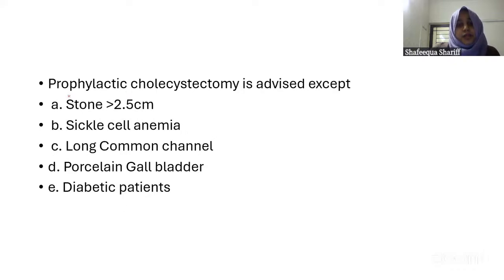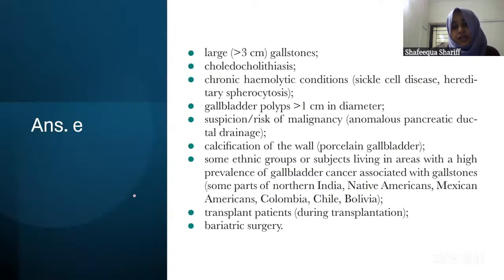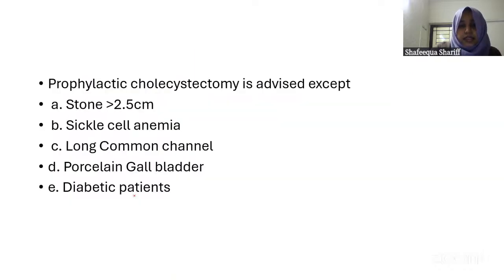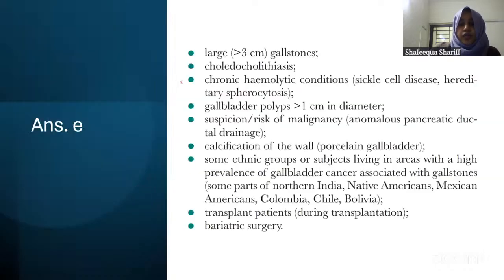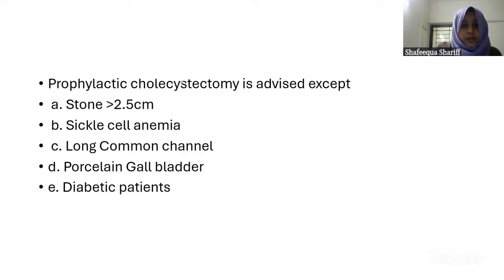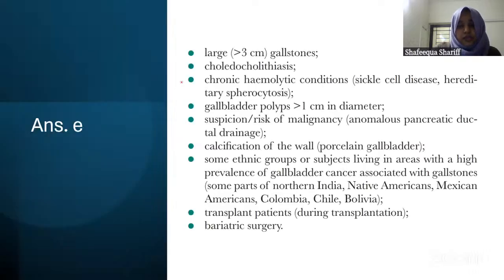Coming to prophylactic cholecystectomy, it is advised in all of these conditions except: stone greater than 2.5 centimeter, sickle cell anemia, long common channel, porcelain gallbladder, and diabetic patients. So this is a very important classification that you should remember. The answer is basically diabetic patients. Also, for stones 2.5 centimeter or greater, you should operate. That is larger. Here they've given 3 centimeter.